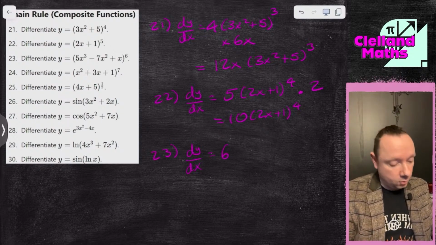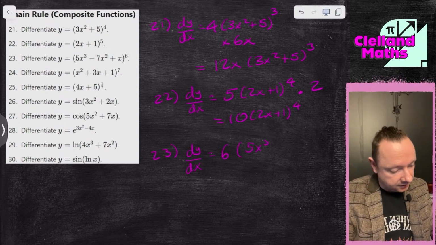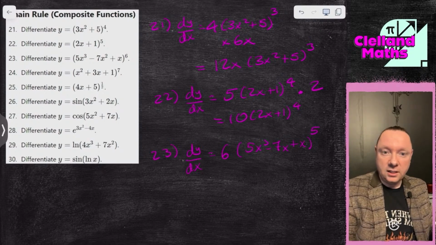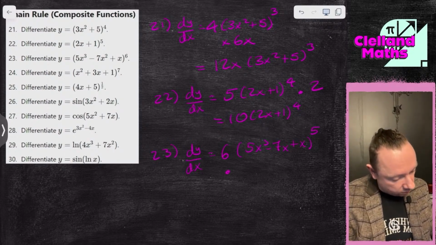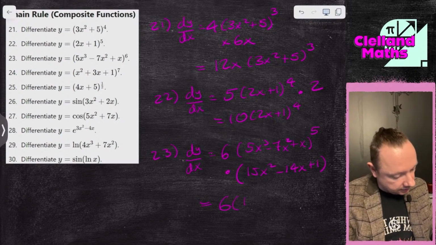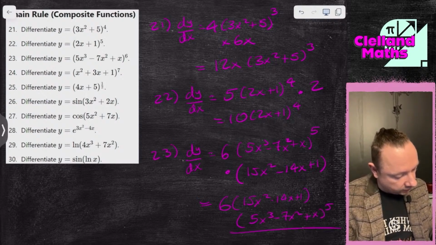6, then the whole thing, 5x cubed minus 7x squared plus x, then a 5. And now I need to times by this whole thing differentiated. Right, so times, I'll put a dot, bracket, 3 5s is 15x squared. I think I've lost a sign. Oh yeah, there's a 2 there. 7 2s is 14x, then plus 1. There we are. So 6, nasty function, times, I've not got space, I'll just put it underneath, but it should be next to each other, nasty function. I'm not going to try and do anything else with that one.